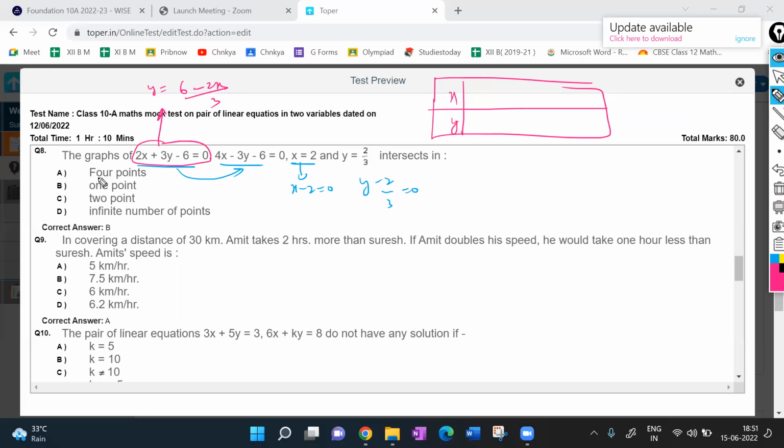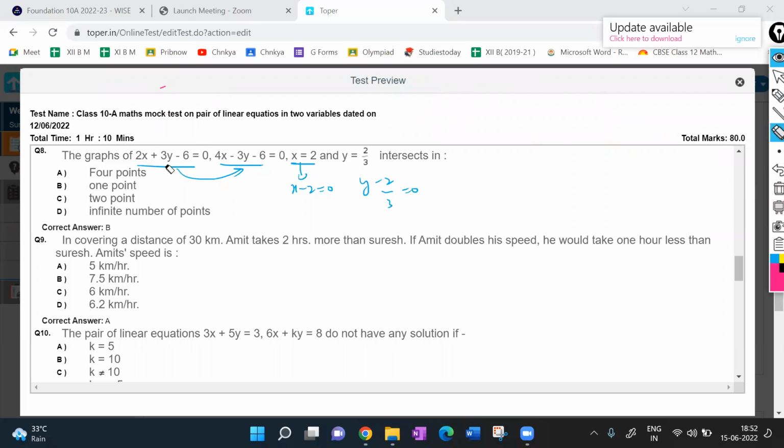Sir, can't we directly do like 2 by 4, 3 by 3, and 6 by 6, because A1 by A2 is not equal to B1 by B2? So it is intersecting, exactly. That is also right, beta. Absolutely. Look at this here. Very, very good. See, intersect. The intersect means what? Unique solution.